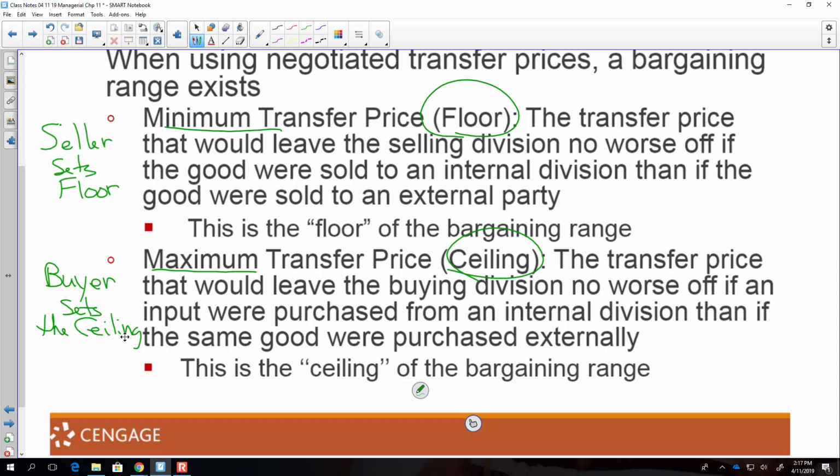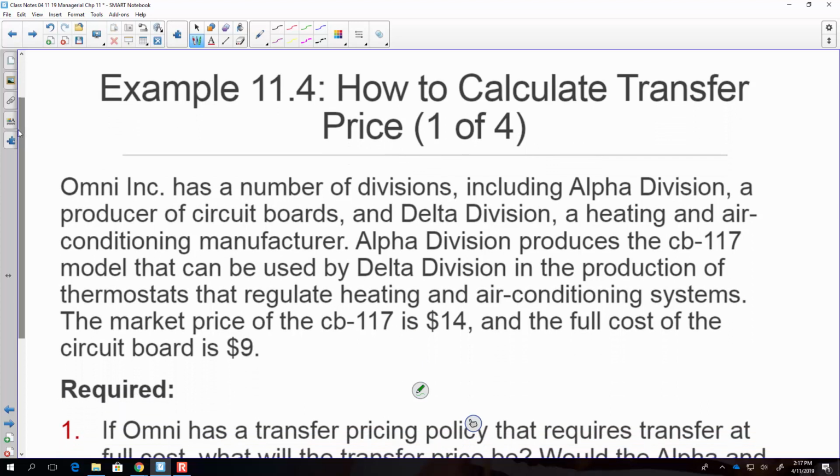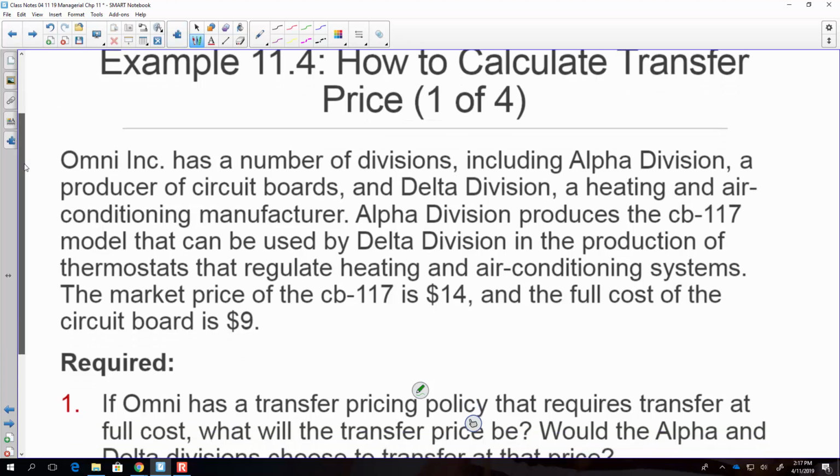On page 609, example 4 talks about how to calculate this transfer price when there isn't, in all cases, a market. Well, this one does have a market. So let's just take this one. Example 4 is on the bottom of page 609 and goes into page 610. So if you could turn there, that would be awesome.